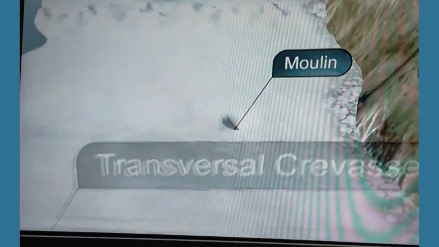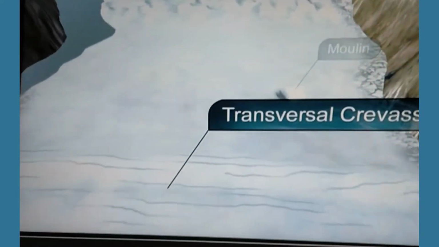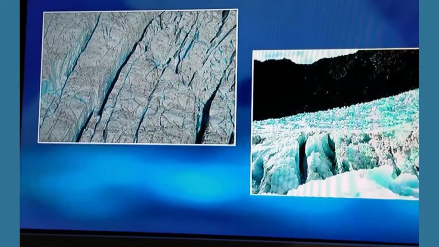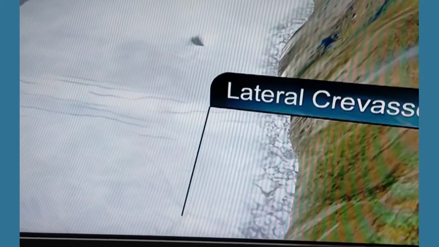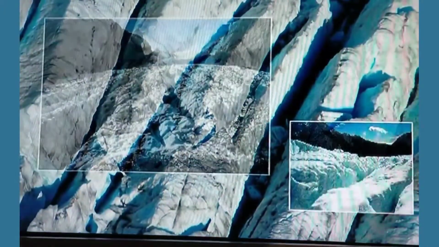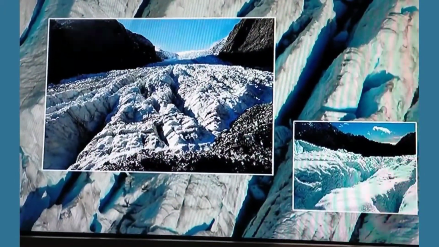Crevasses are giant cracks in the glacial ice caused by its own movement. A transversal crevasse occurs when an ice tongue flows over a lump or steep incline and creates a split at right angles to its flow. A lateral or marginal crevasse will occur along the edges of a glacier valley side. The ice drags along the valley wall and flows slower relative to the flow in the centre. The result? Fractures in the glacial ice.